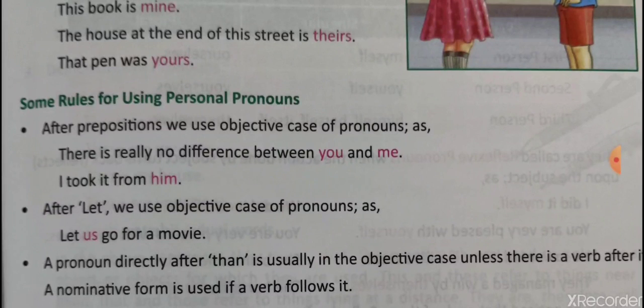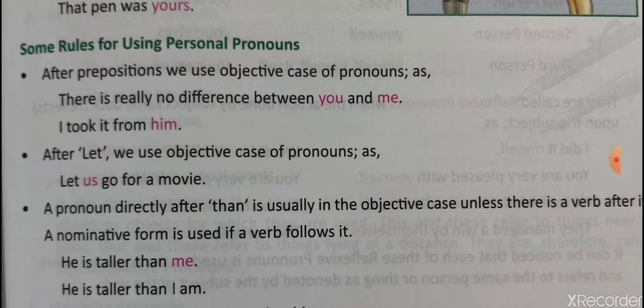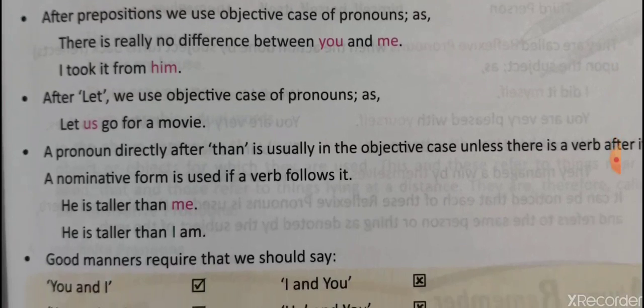Some rules that are used for personal pronouns: after prepositions we use the objective case of pronouns, as there is no difference between you and me. I took it from him. After let we use the objective case of pronouns, as let us go for a movie. A pronoun directly after than is usually in the objective case unless there is a verb after it. The nominative form is used if a verb follows it. He is taller than me, or he is taller than I am.